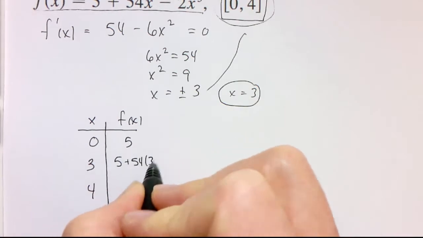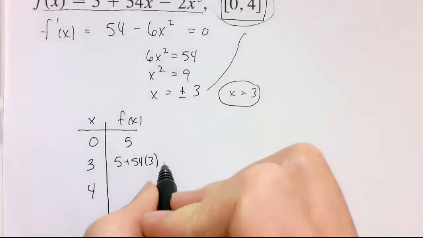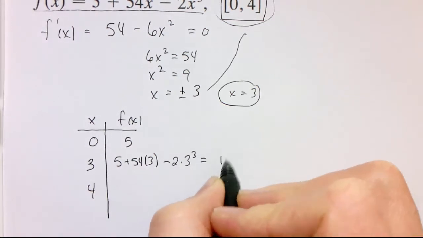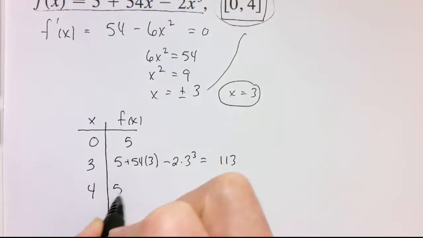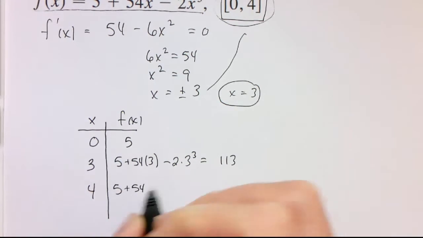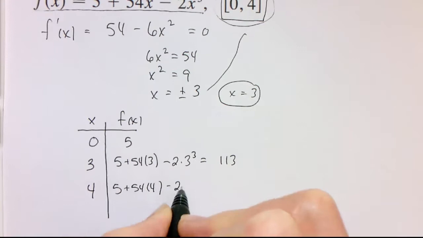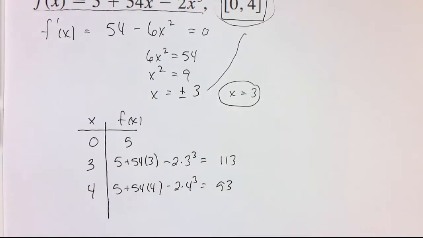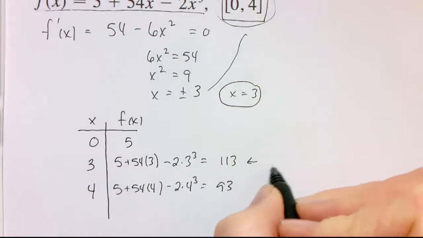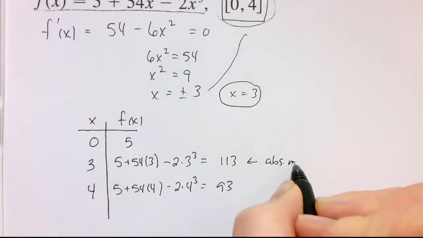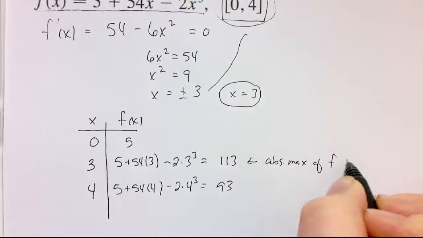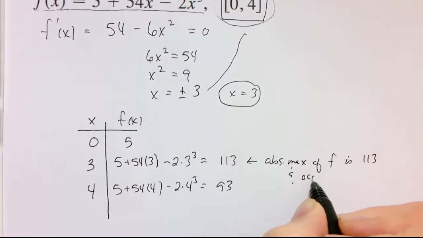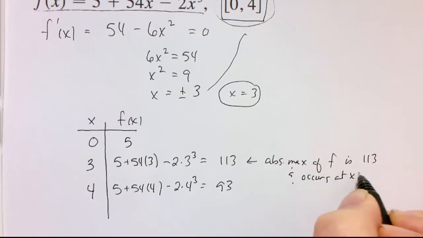I'm plugging back into the original function, not into the derivative. Here I get 113. And when I plug in 4, we get 93. So the largest of these values is the absolute max. So the absolute max of f is 113 and occurs at x equals 3.